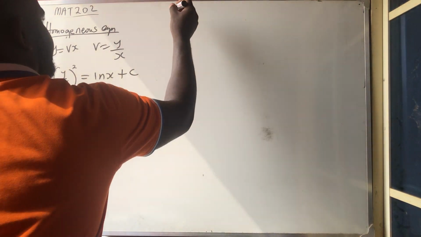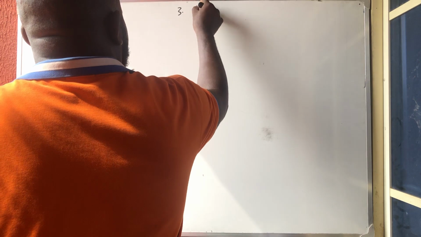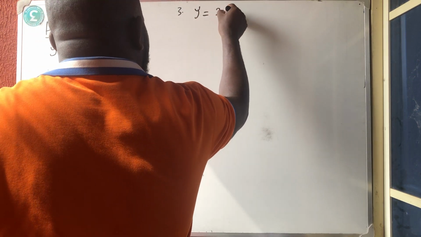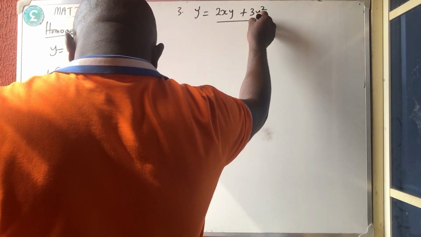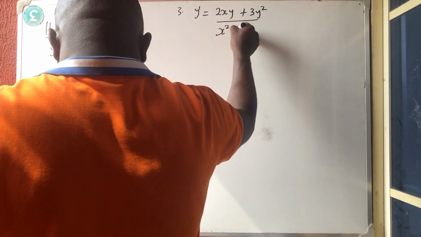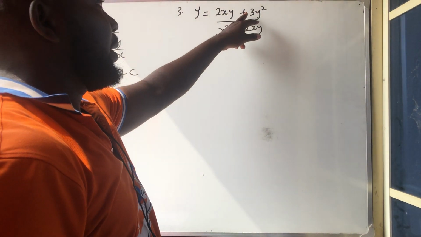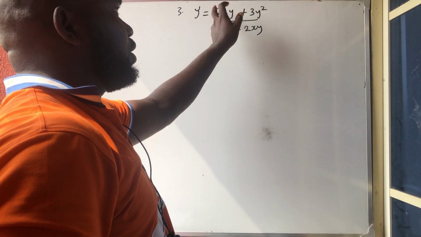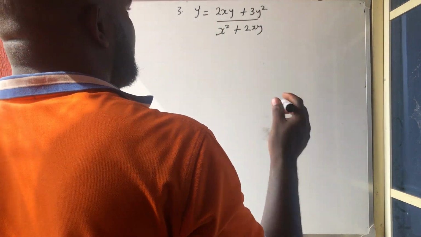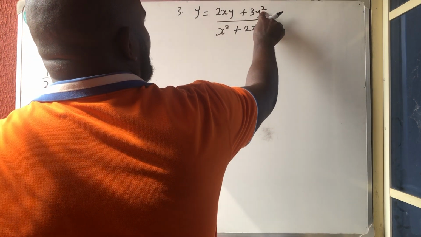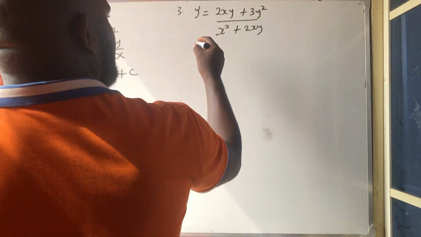Number 3. Number 3 says y prime is equal to 2xy plus 3y squared all over x squared plus 2xy. So let us check. Since they are being separated by addition, even after factorization, it is no longer separable. So let's check if it is homogeneous. 1 plus 1, 2 here, 2 here, 2 here, 2 here. So it is homogeneous.